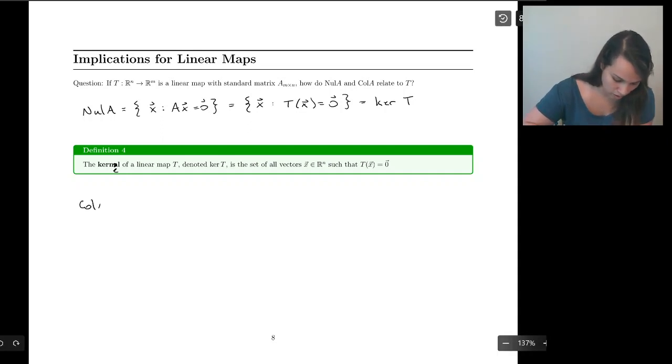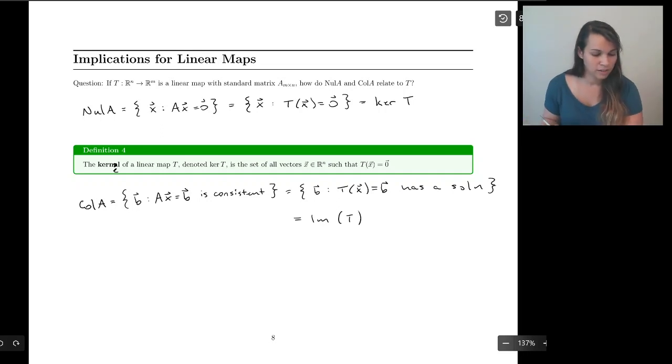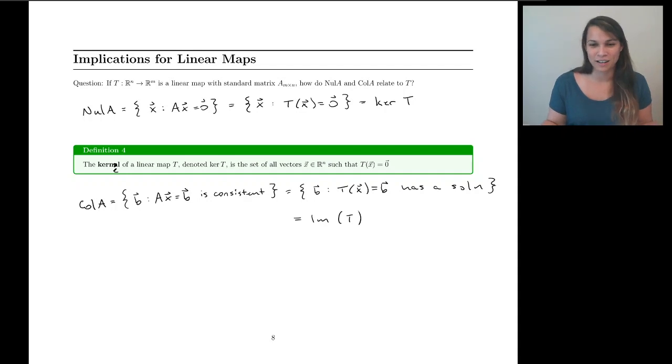What about the column space of A? So that was all the b vectors such that Ax equals b is consistent. And then we're going to rewrite this using a T instead. So this is going to be all b such that T of x equals b has a solution. And then that's called the image of T, which I'm not going to give you a definition because I already told you what the definition is before when we first talked about linear maps. Image of T is something we've already done. We just now have that it's the column space of A.